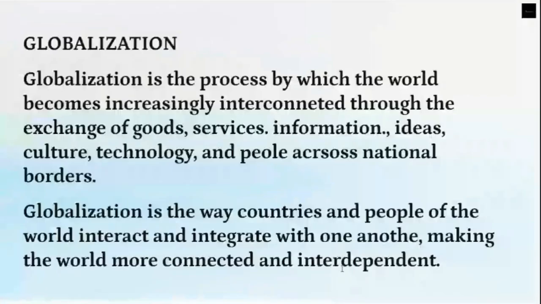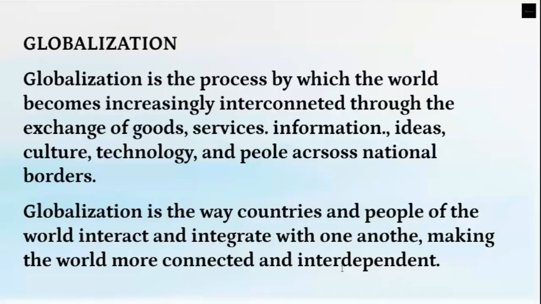Now we'll talk about globalization. What is globalization? Globalization is the process by which the world becomes increasingly interconnected through the exchange of goods, services, information, ideas, culture, technology, and people across national borders. That's globalization, the process by which the world becomes increasingly interconnected. What connects these countries? Maybe it's goods and services, information, ideas, culture, even technologies can connect other countries.